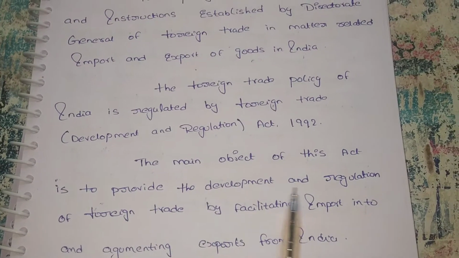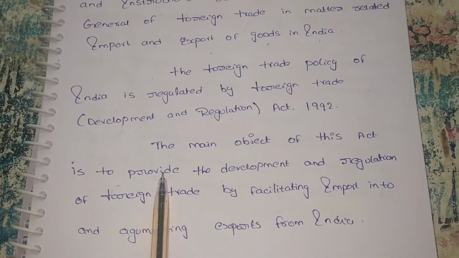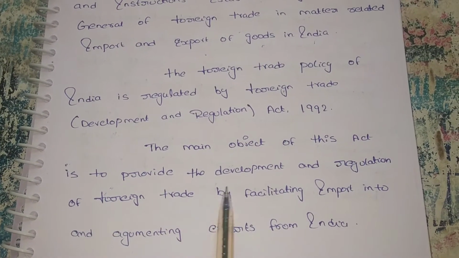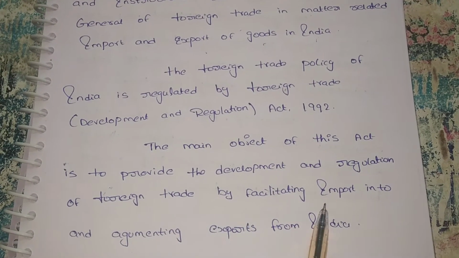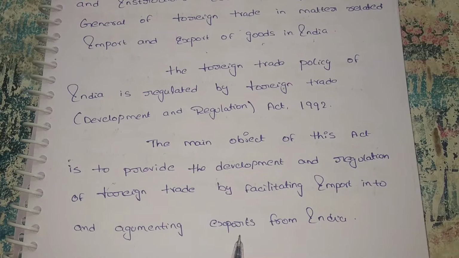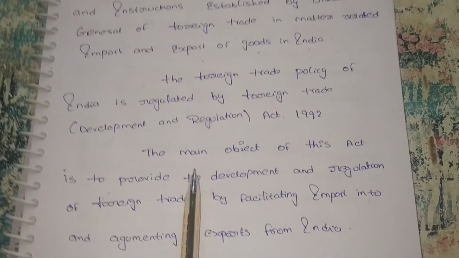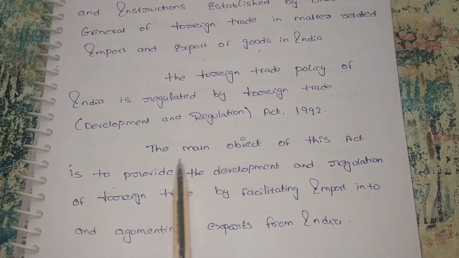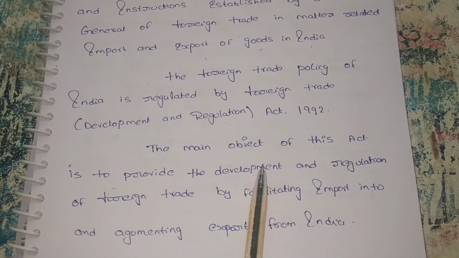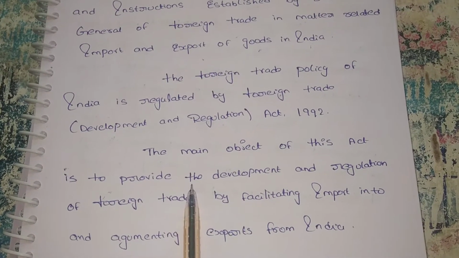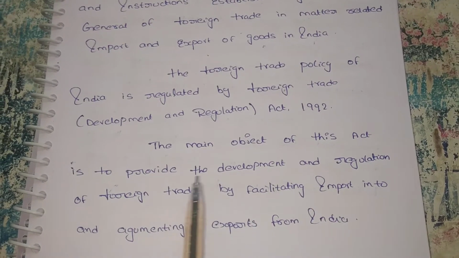The main objective of the act is to provide for the development and regulation of foreign trade by facilitating import into and augmenting exports from India. What is the main objective of the Foreign Trade Regulation Act? It is to provide for the development and regulation of foreign trade.